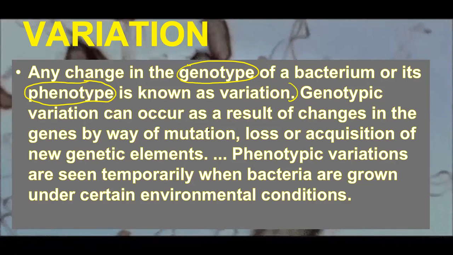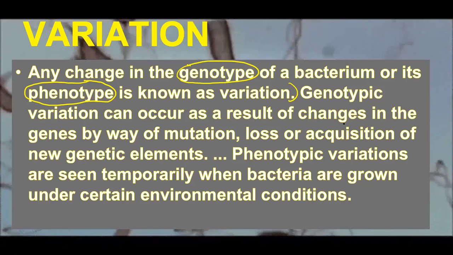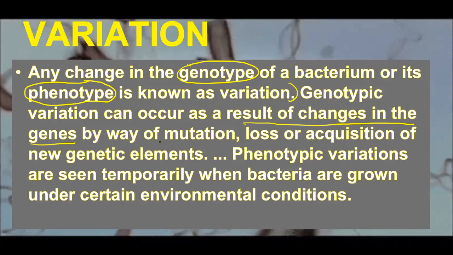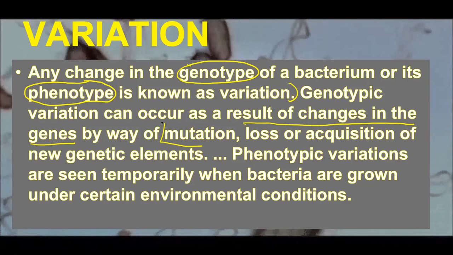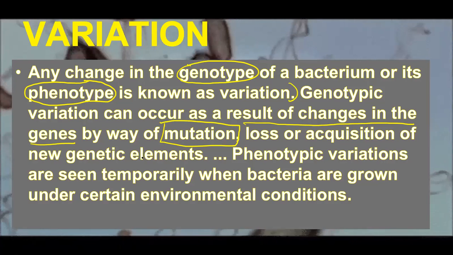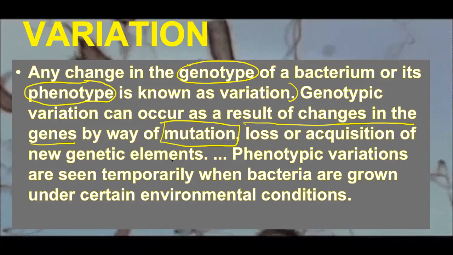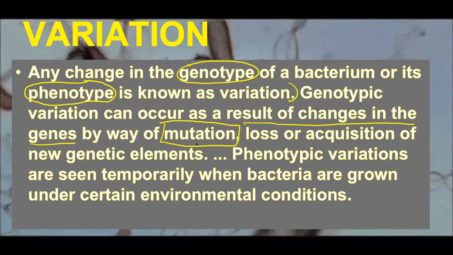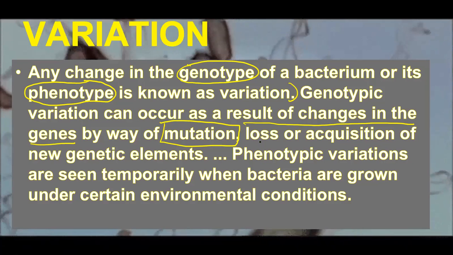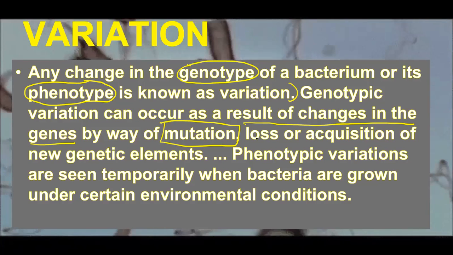Genotypic variation can occur as a result of changes in the genes. What is mutation? Sudden change in the gene. Or any of the elements, the chromosome may get damaged, or any change in the number of chromosomes, that may also result in variation. Not only mutation, even at the chromosome level, there will be a change.